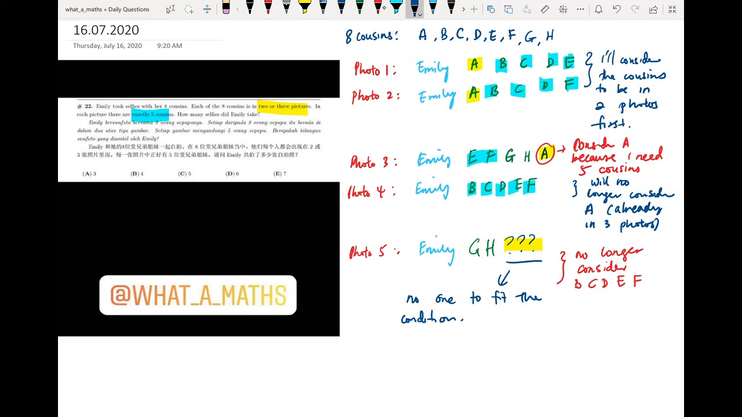So therefore, Emily can take 4 selfies. And these 4 selfies are enough to fulfill all the conditions, where from these 4 photos, she has already taken with all her 8 cousins, and each of these photos has 5 cousins in it. And lastly, each of these 8 cousins is in 2 or 3 pictures.